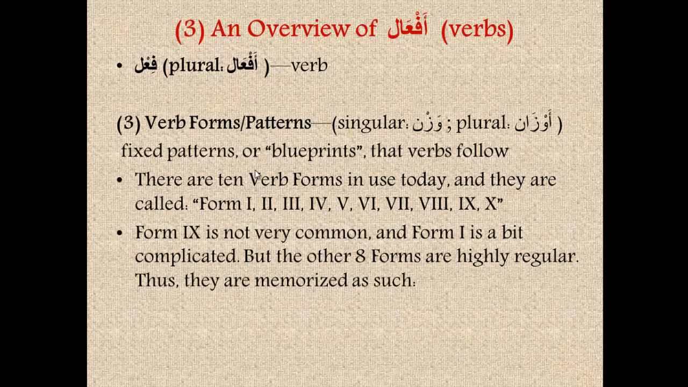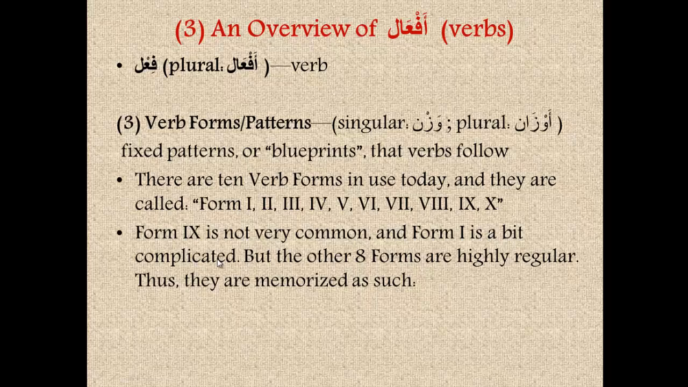There are 10 verb forms in use today, and they are called form 1, form 2, form 3, etc. until form 10, and we describe them using Roman numerals. That is convention. That's just how it works. So Roman numeral 1, 2, 3, 4 up until 10. Form 9 is not very common, and form 1 is a bit complicated. So you won't see form 9 a lot or at all. And form 1 is complicated.